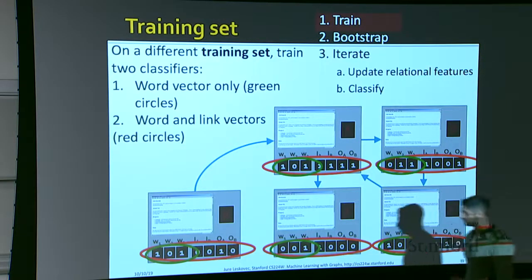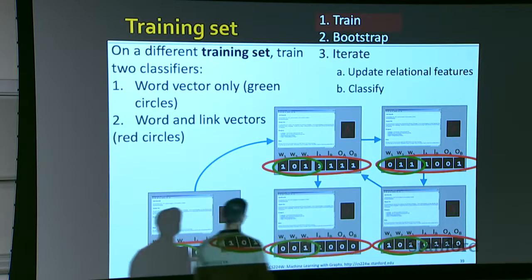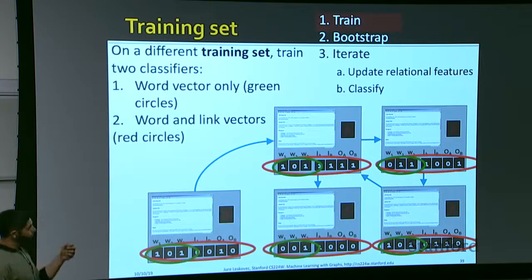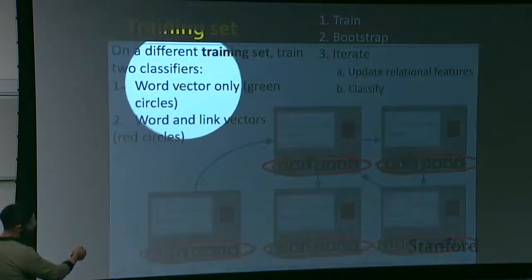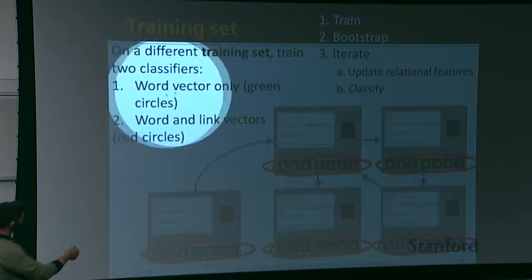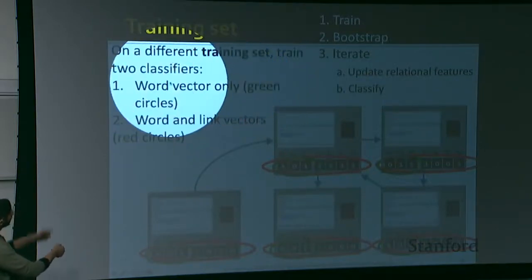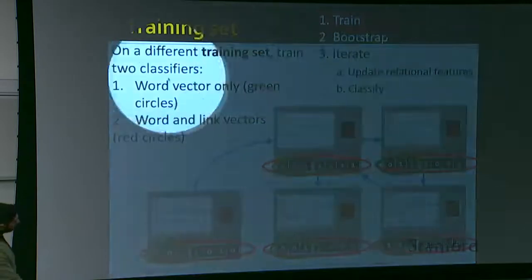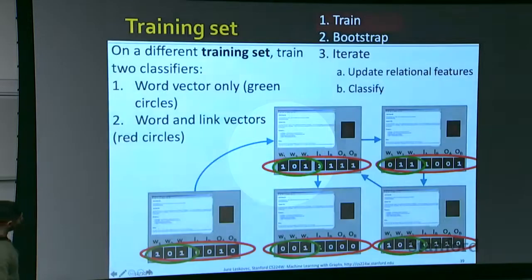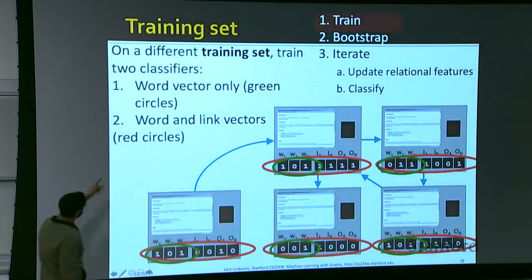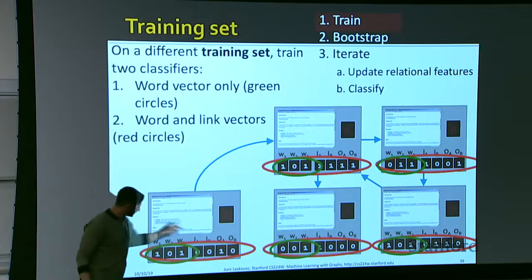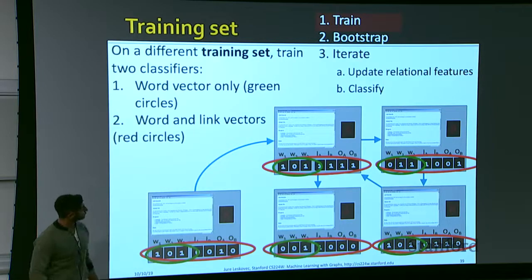Now, the strategy is very similar. So first of all, as we said, we do our training, and in this case, we're not training only one classifier. So we have now two different classifiers. One is the baseline classifier that we were talking about before, basically the one that only uses the word vector, okay? So the green circles in our drawing. Now we have also another classifier which is using both the word and the link vectors, okay? So that takes all the features into account.